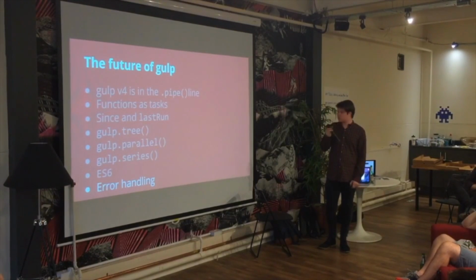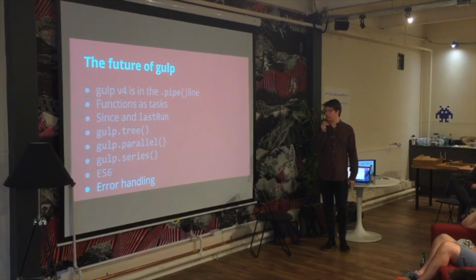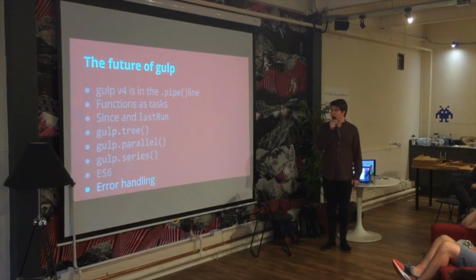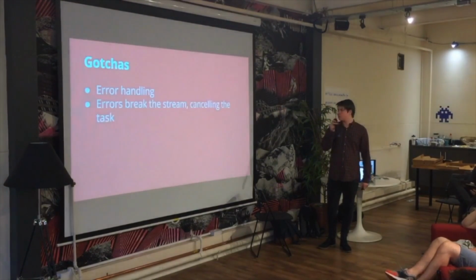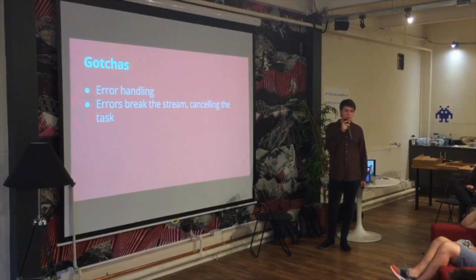Finally, we've got error handling. So I'm going to talk about gotchas in the next slide, and one of them is error handling. Gulp's pretty bad at error handling right now. Currently errors break the stream and they cancel the current task. So if you're doing a Gulp watch and then had a syntax error in your SASS file, it's going to cancel the watch task, and you're not going to know unless you've got your command line open.